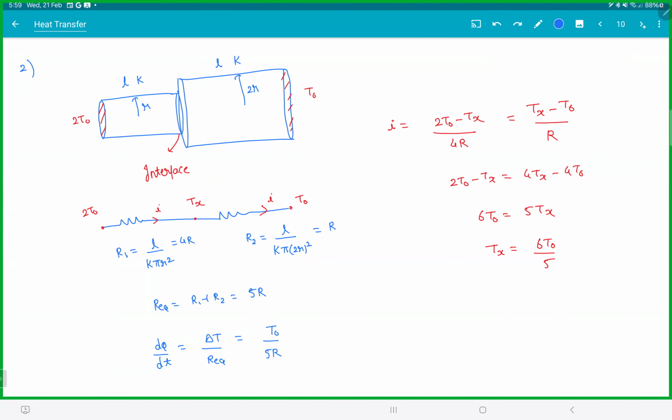Anyone not convinced with any particular step here, please ask me. Aditya, clear na? Yasha, Swastika, Vartika, clear with this? Can I turn the page?